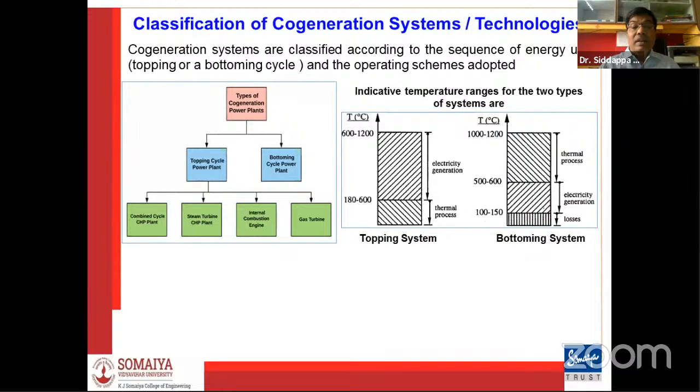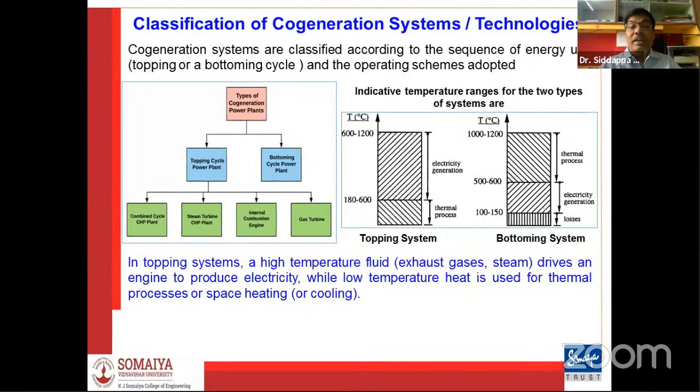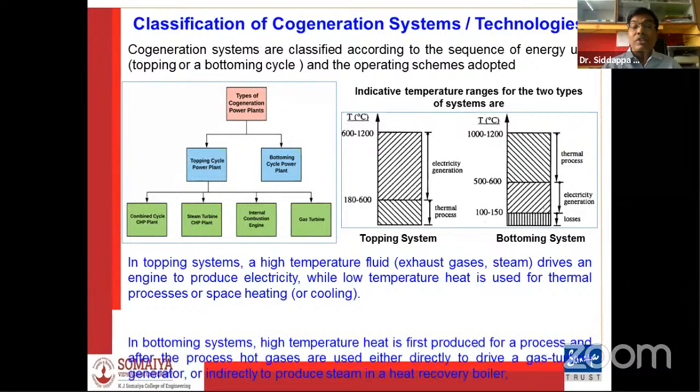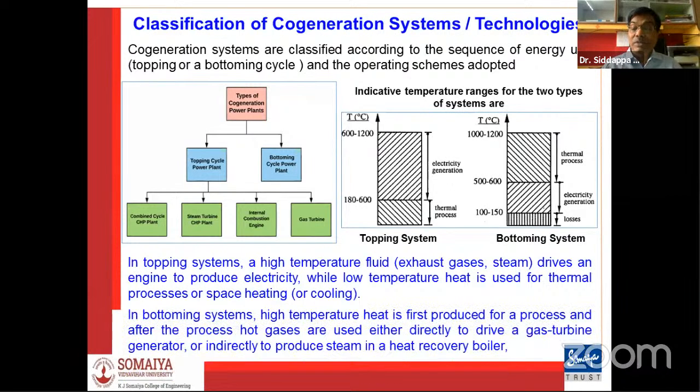Now, here I have just written in text form whatever I have explained. In a topping system, high temperature fluid drives an engine to produce electricity, while low temperature heat is used for thermal processes or space heating applications, or sometimes cooling. Cooling means you are going to run refrigeration systems. You might have heard that nowadays we have vapor absorption refrigeration systems that run on low exhaust heat, exhausted from either reciprocating engines or any hot source. In that case, it can act as a cooling application.